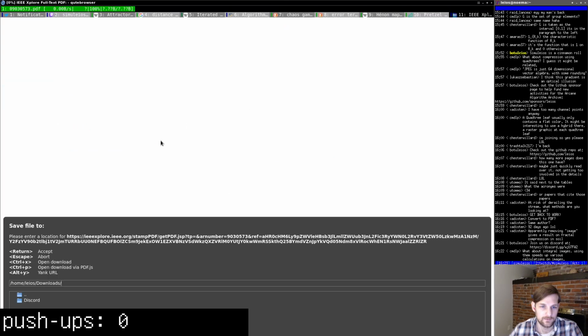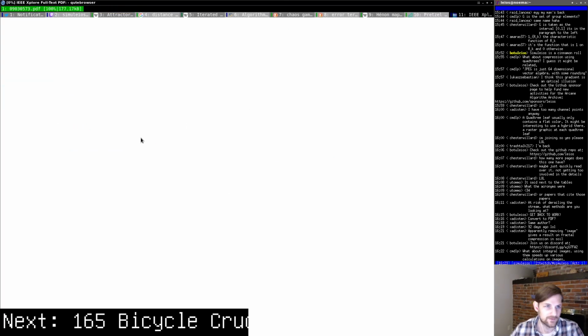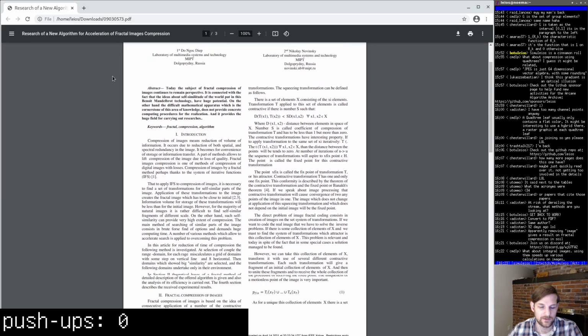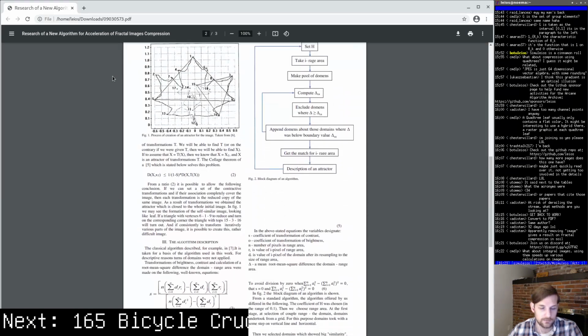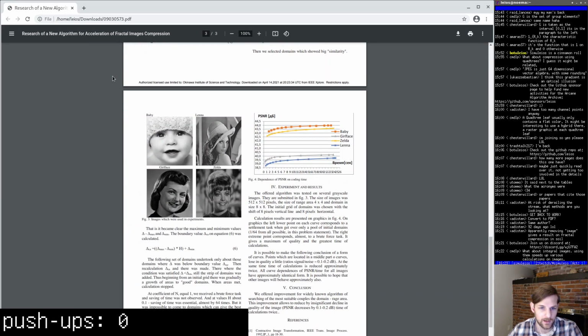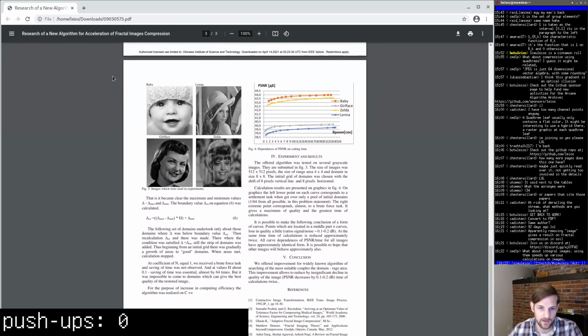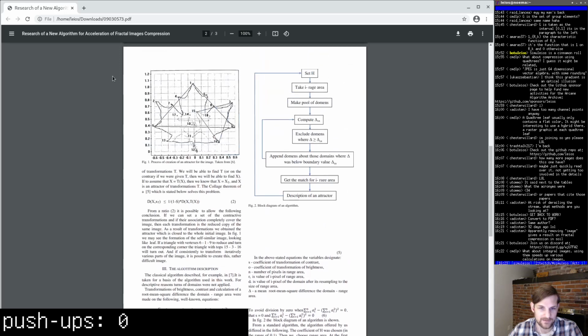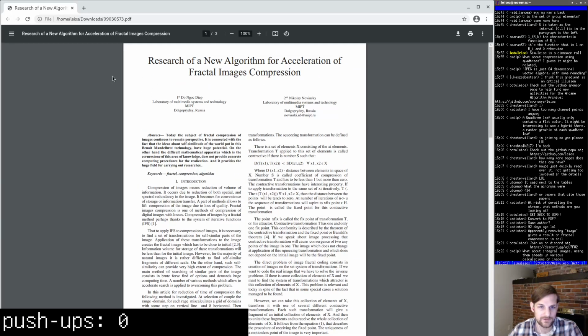PDF? Ooh, it gives me a PDF and everything. All right, let's see what we got. Research of new algorithm for acceleration of fractal image compression. Yeah, okay. This is exactly what I want. Yeah, perfect. I mean, look, this looks like a master's thesis of sorts, but not even a thesis. It looks like a paper. But let's take a look at it, right?